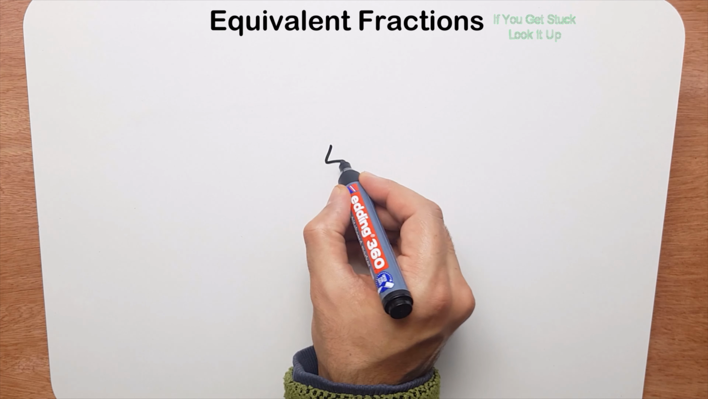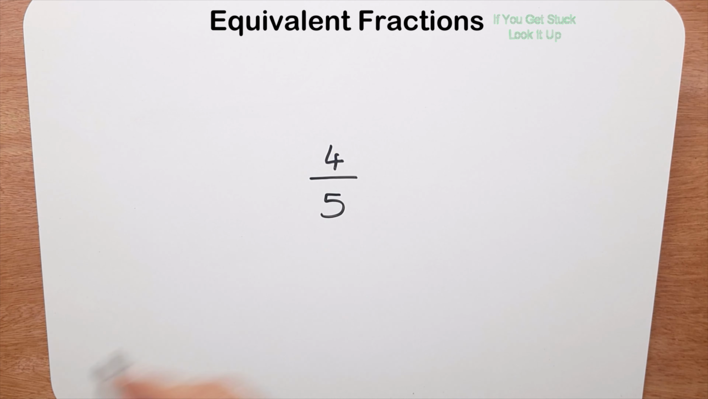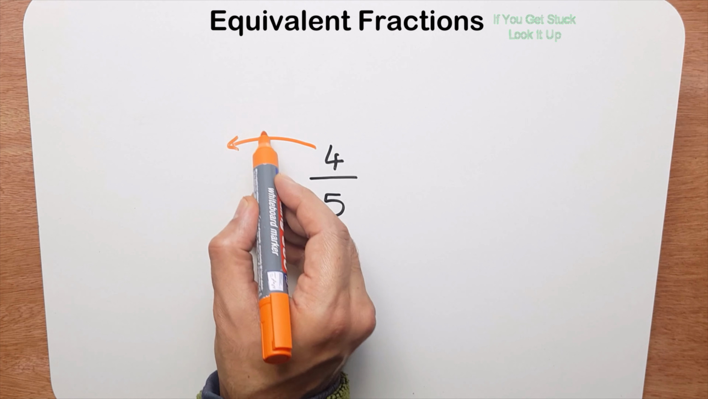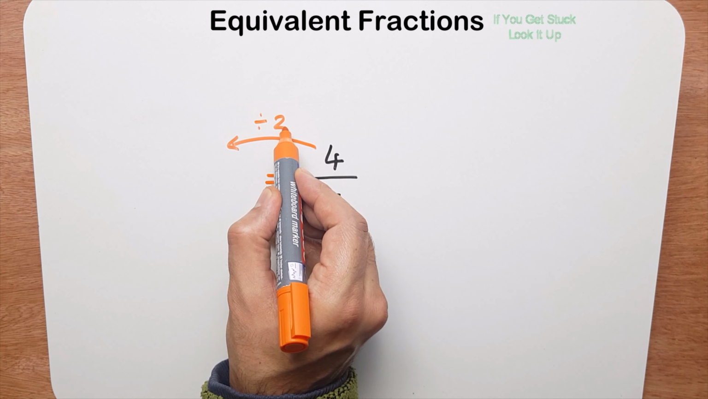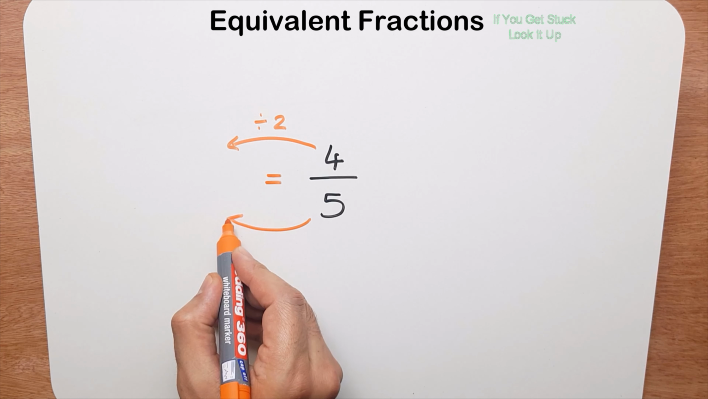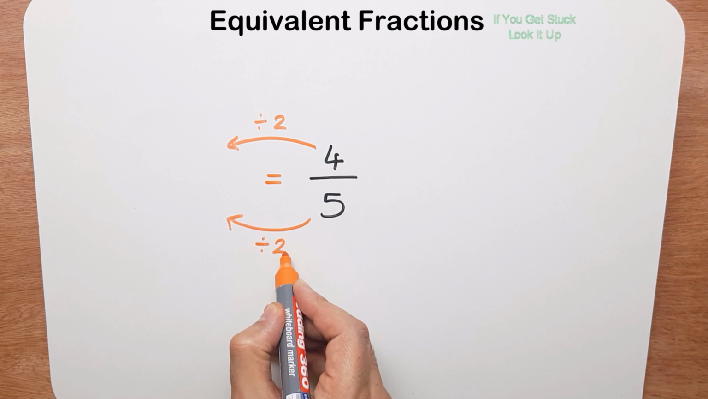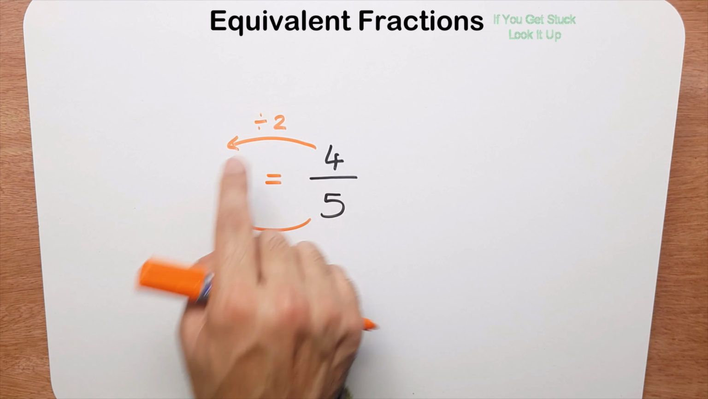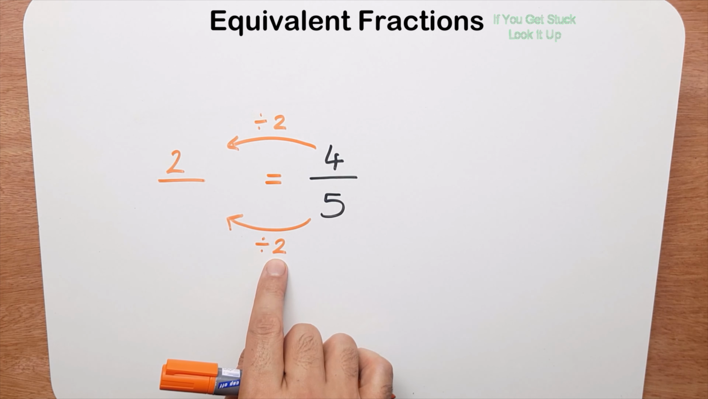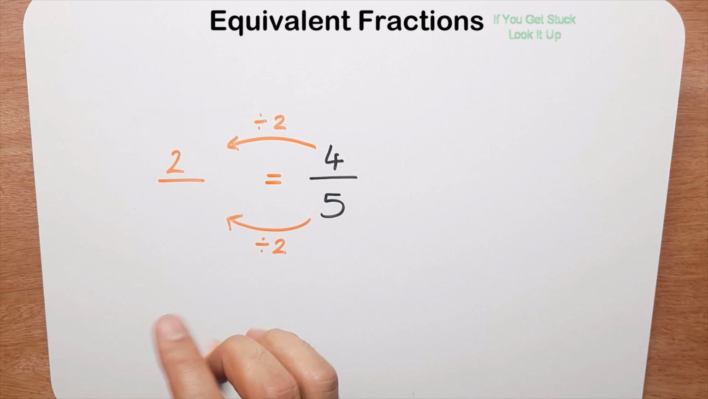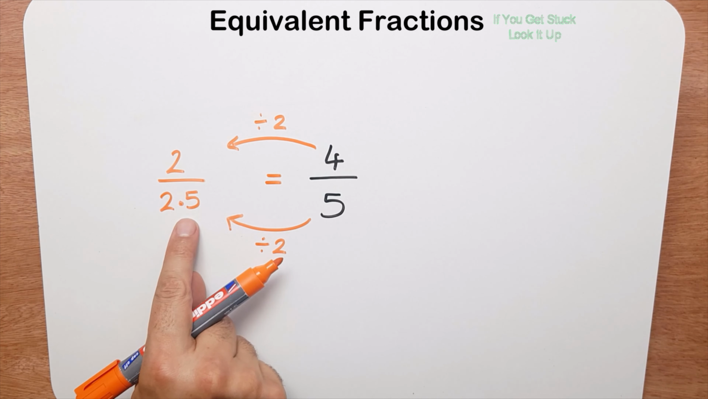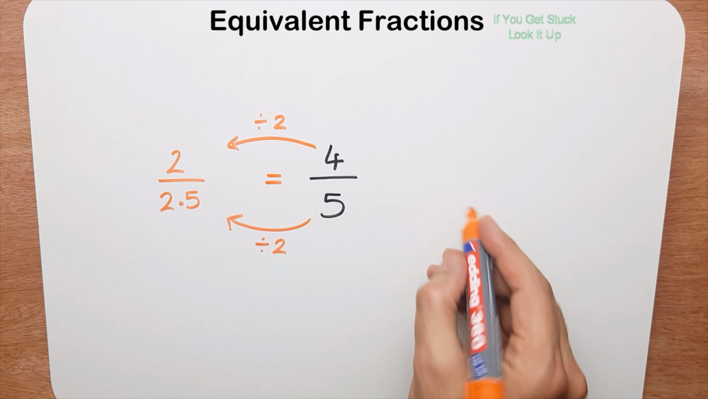Now I want you to think about this number, 4/5. Now straight away I can divide the 4 by 2, and whatever I do to the top number I have to do to the bottom number. So I have to divide this by 2. 4 divided by 2 is 2, and 5 divided by 2, careful with this, is 2.5. So let me show you that here.